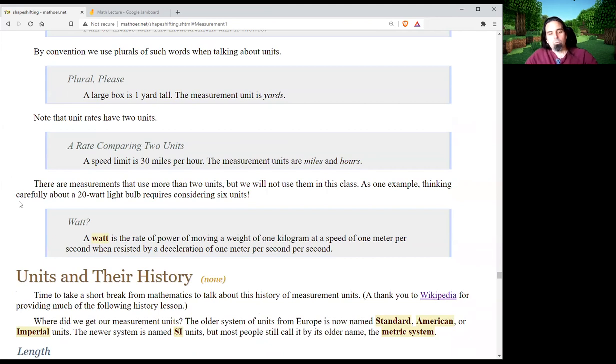we can have rates that compare things. We talked about that last time. So rates will often involve 2 units, like a speed limit of 30 miles per hour. And there are measurements that have more than 2 units, but we won't ever use them in our class. For example, a 20-watt light bulb, a watt, is actually the rate of power of moving a weight of 1 kilogram at a speed of a meter per second when resisted by a deceleration of a meter per second. But we don't care about watts, thankfully. They are complicated.